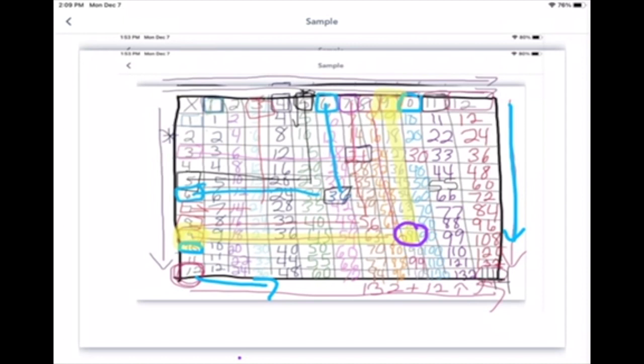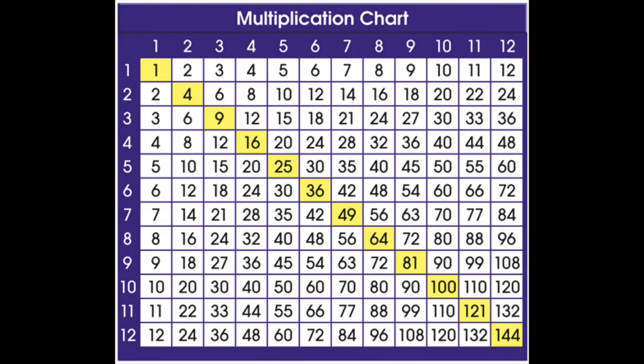Good job. So here is a nice, neat multiplication chart, and I just want you to notice a couple more things. With this multiplication chart, if you take a look at the yellow boxes and they're going down diagonally, those are the products of a doubles multiplication fact. So 1 times 1, of course we have 1. 2 times 2, we get 4. 3 times 3, we get 9. 4 times 4, 16, and so on. Those are the doubles facts.